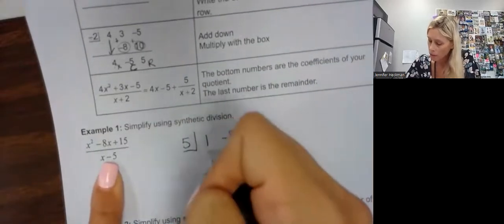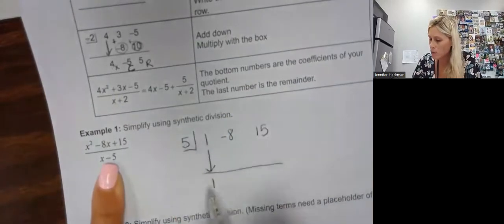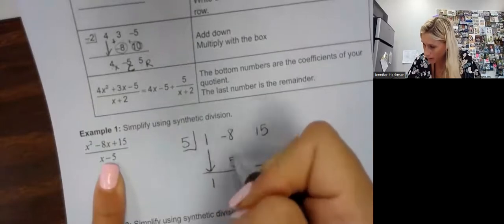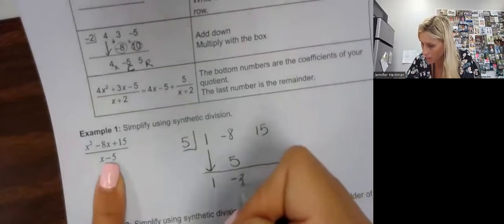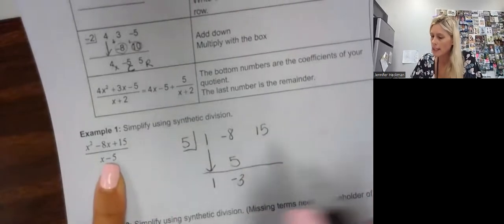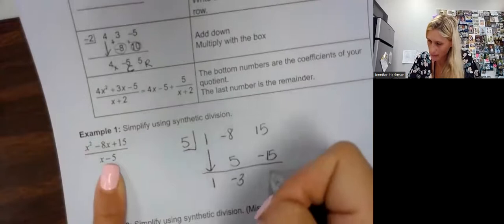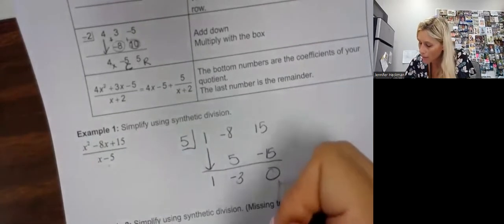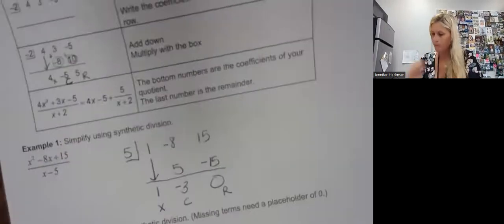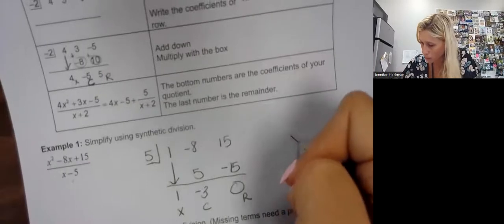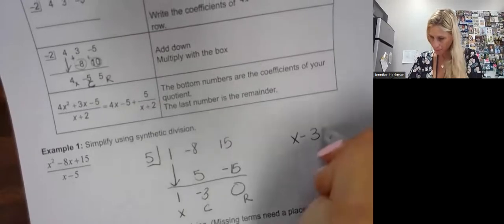Okay. First term, we bring straight down. Then we multiply. 5 times 1 is 5. Add straight down. -8 plus 5 is -3. 5 times -3 is -15. Add straight down, we have 0. So we have remainder, constant, and x. So our answer to this is 1x, or just x, minus 3. And there's no remainder, right?